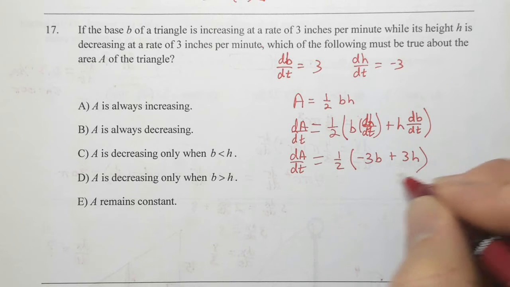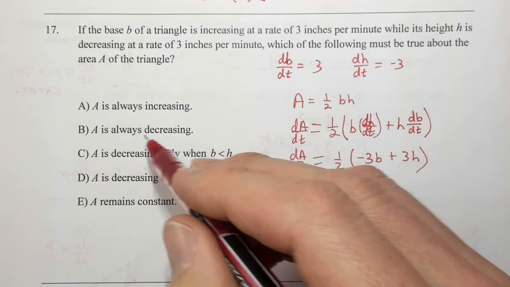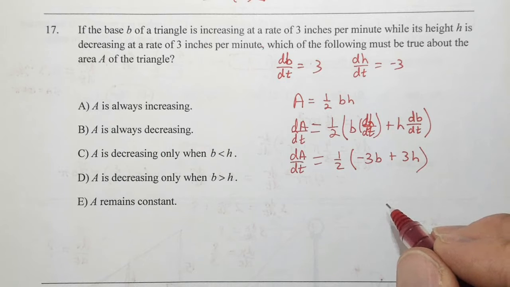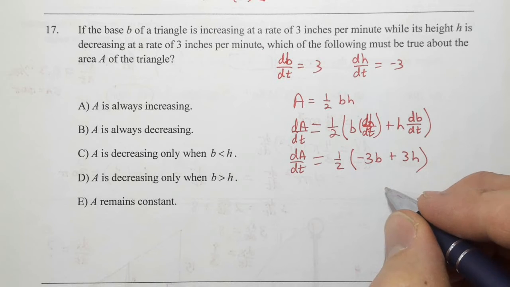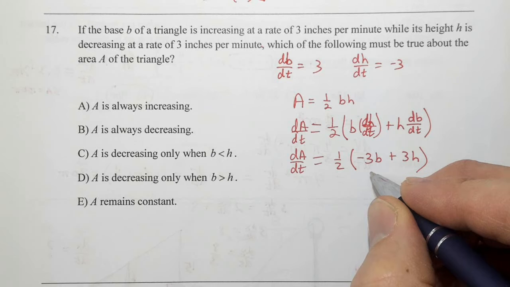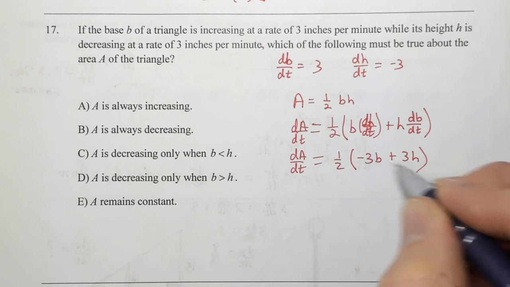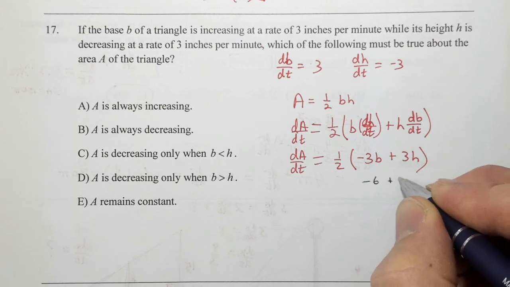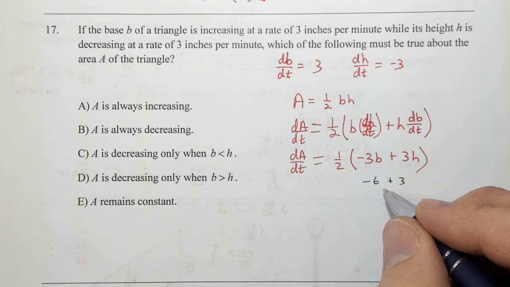Okay, so now we have to turn this into one of our answers. Well, A says that the area is always increasing. Is it true that this derivative right here will always be positive? Seems to be not the case because, for example, if b is 2 units and h is 1 unit, which is perhaps a possibility because we're not told anything about the sides, then we would end up having negative 6 plus 3, which is a negative number, and therefore dA/dt is negative, which means the area is decreasing.